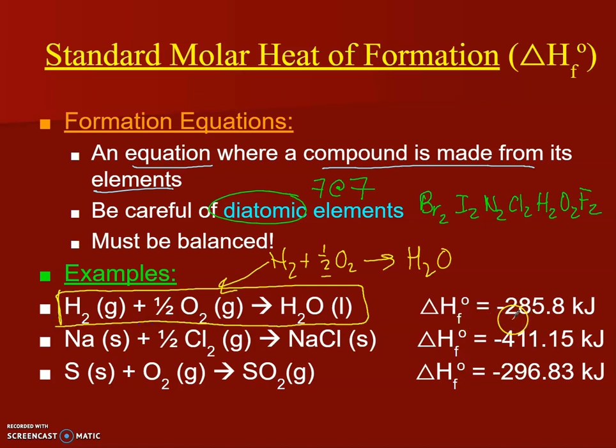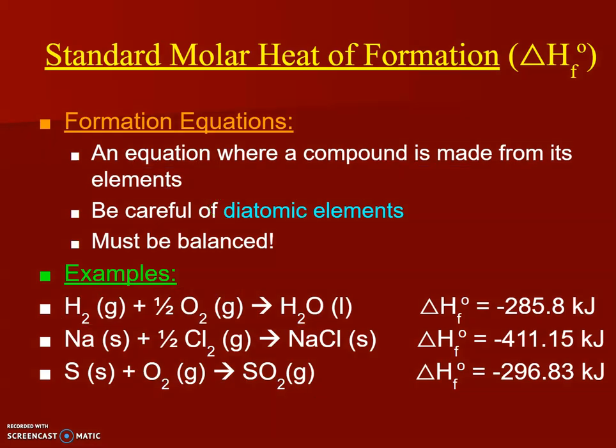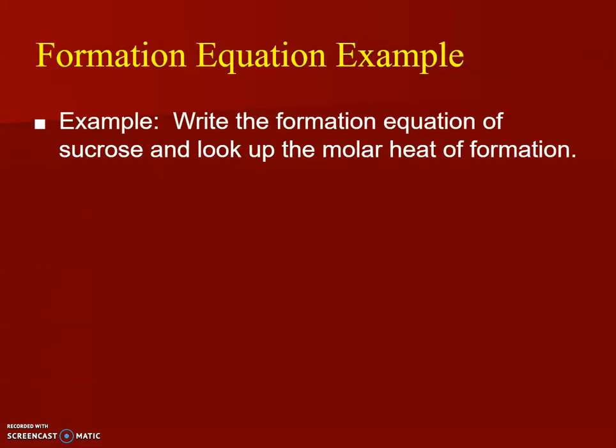And then I can look that up. Water in the liquid form is negative 285.8 kilojoules. How do I make up salt? How do I write NaCl as a formation, to synthesize it, to make it from its elements? Well, Na plus half a Cl2 gives me NaCl. S plus O2 gives you SO2. So a formation equation is used in order to figure out how Mother Nature goes about putting these things together.